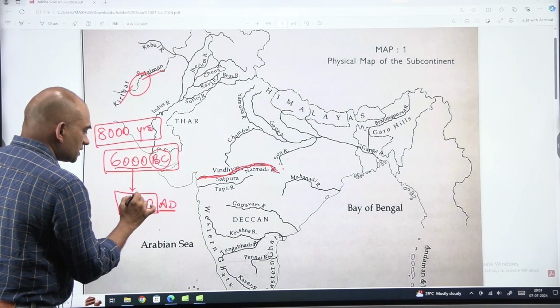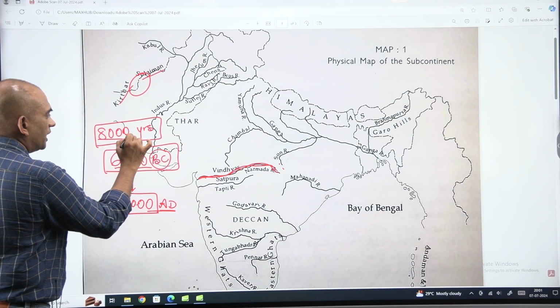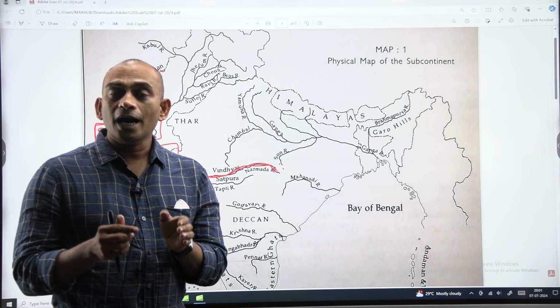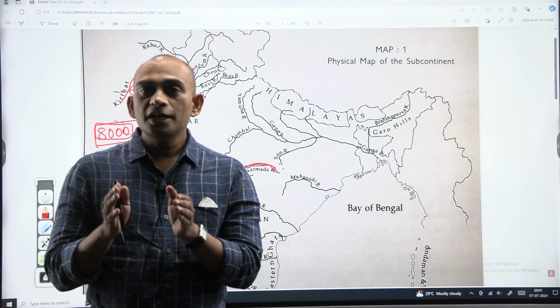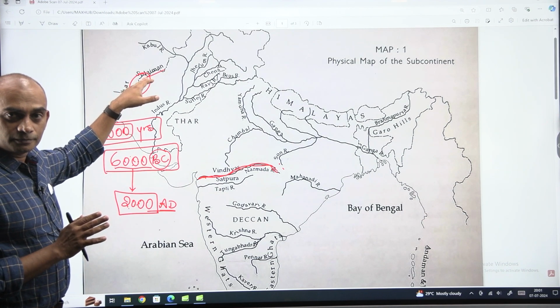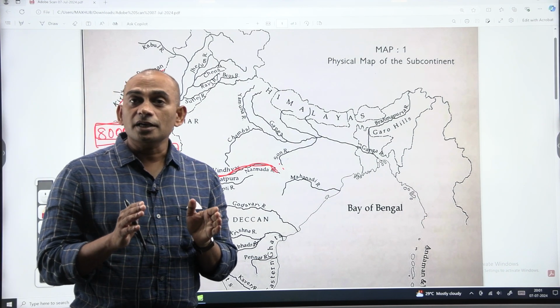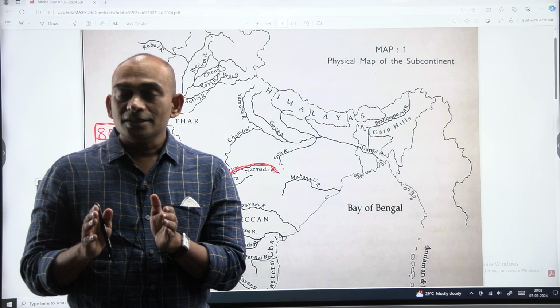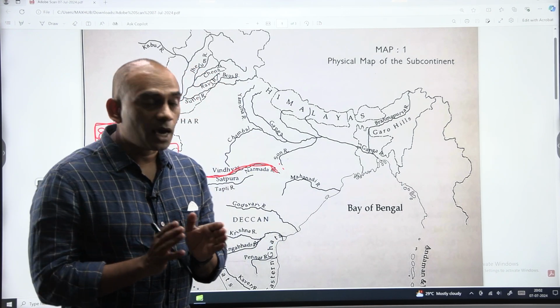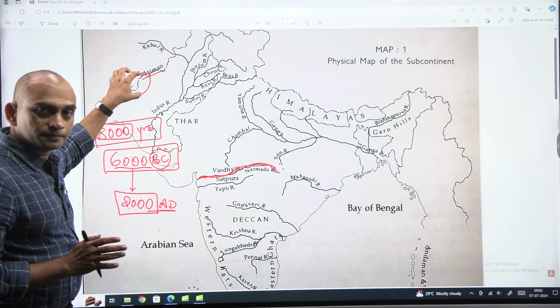So, this 6,000 plus 2,000, that is 8,000 years ago, here people began growing wheat and barley. And they even started rearing animals. That is, domestication of animals began in this region.